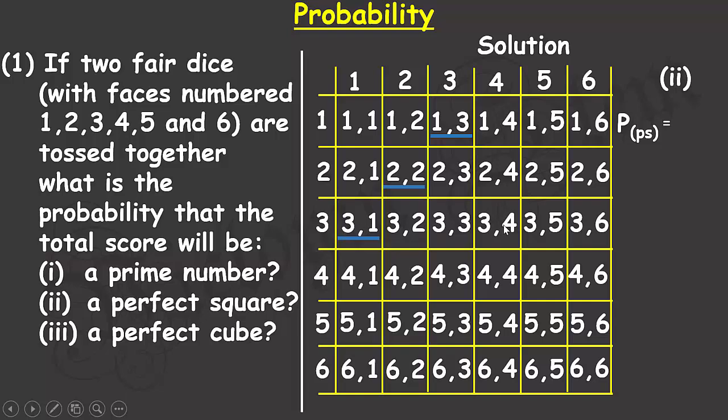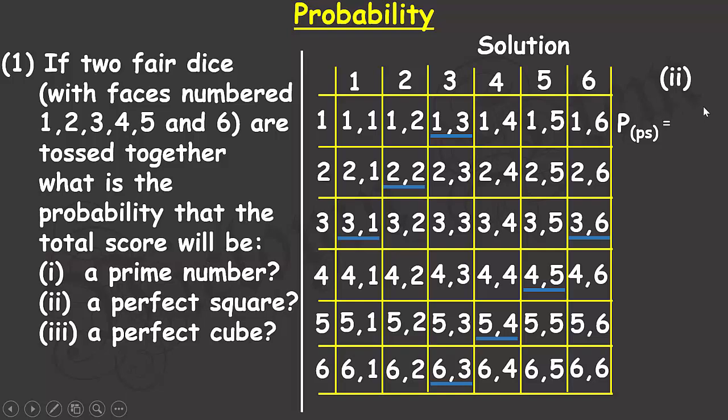And then if you move to the extreme end of this row, 3 plus 6 is 9. 9 is a perfect square. I move to the next row. 4 plus 5 is 9, a perfect square. 5 plus 4 is 9, a perfect square. And finally, 6 plus 3 is 9, a perfect square. So the total scores that are equal to a perfect square from these total possible outcomes are 1, 2, 3, 4, 5, 6, 7.